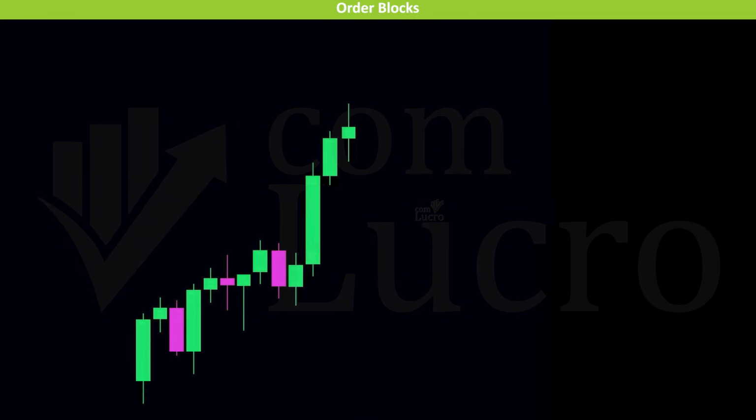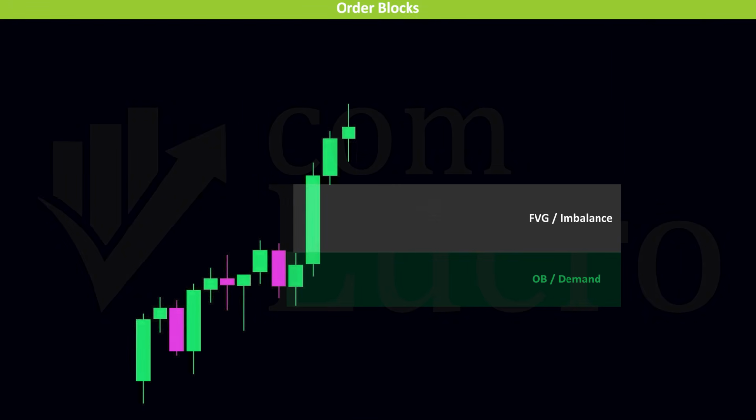We identify the first candle that creates a fair value gap as the order block zone. This is because the decision behind the strong move most likely originated from that area. When price eventually returns to the zone, there is a higher probability that it may react. However, the strength of that reaction depends on whether unfilled orders still remain inside the order block.